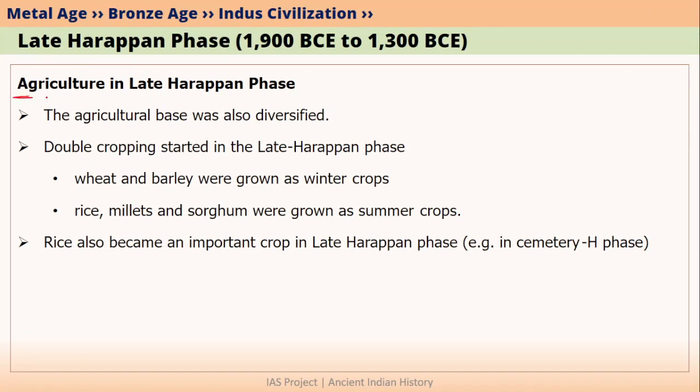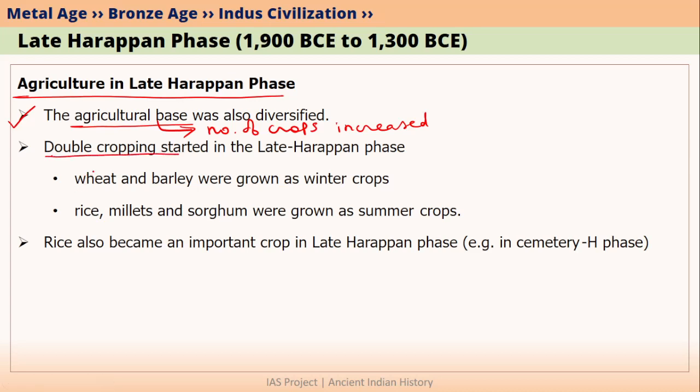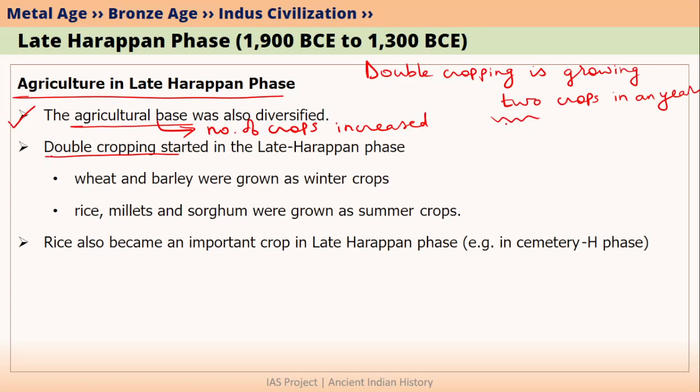Now let's talk about agriculture in the late Harappan phase. We just said that there was a diversification in agriculture. It simply means that the agricultural base has increased. The number of crops that were being grown has increased. Moreover, people in the late Harappan phase also invented double cropping. What do you mean by double cropping? Double cropping simply means growing two crops in a year. So if you grow two crops in a year, it would be called double cropping. If you grow only one crop in a year, then it would be called single cropping.